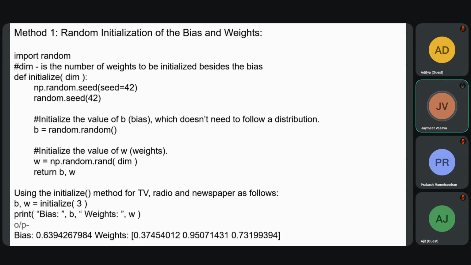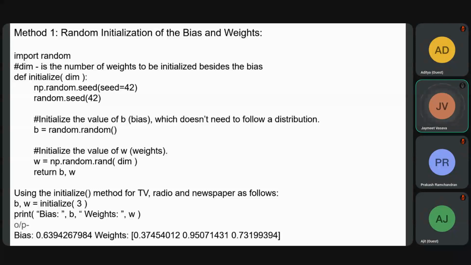So the bias value does not need to follow any kind of distribution, and it's a random value. So we can use Python's random function for that. But for weights, it does have to follow a normal distribution. So we'll use NumPy's random function for it.